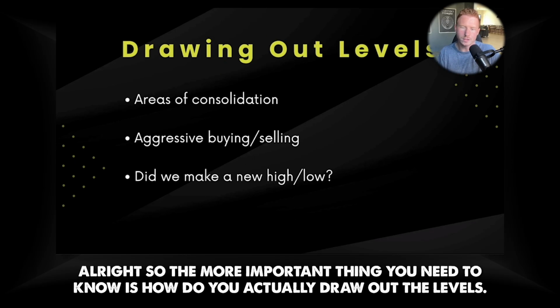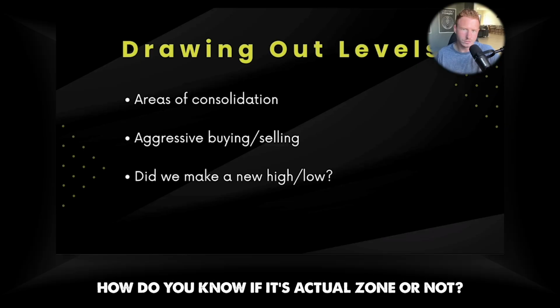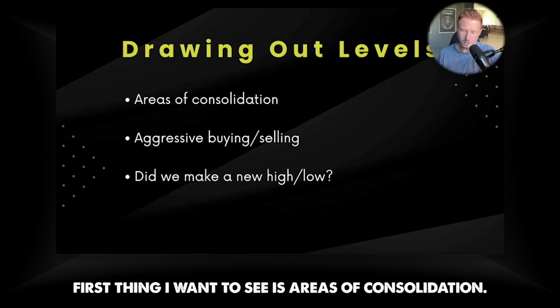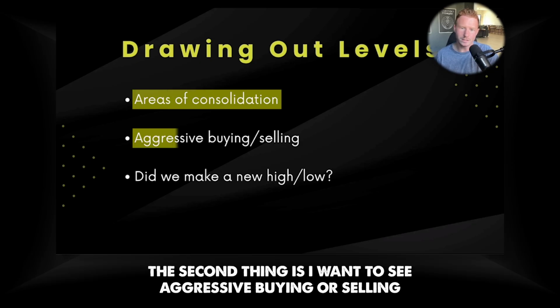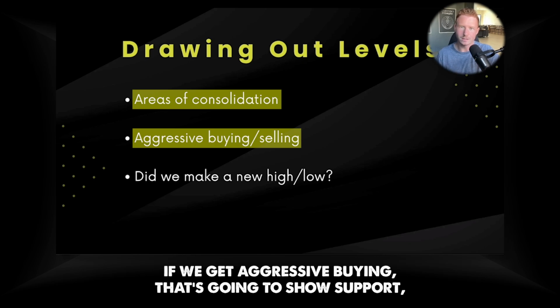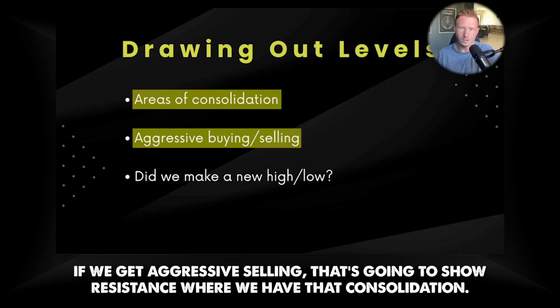All right, so the more important thing you need to know is how do you actually draw out the levels? How do you know if it's an actual zone or not? There are three things I look for, as I said earlier. First thing I want to see is areas of consolidation. The second thing is I want to see aggressive buying or selling after we get that consolidation. Obviously, if we get aggressive buying, that's going to show support. If we get aggressive selling, that's going to show resistance wherever we have that consolidation.